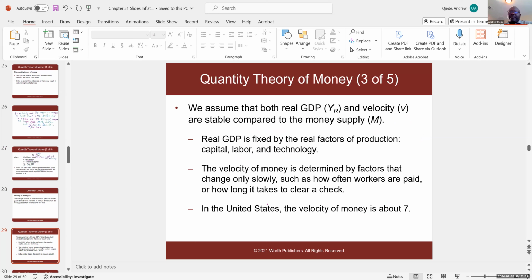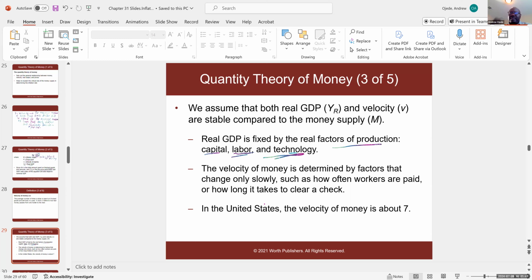So we're going to assume that both real GDP and velocity are stable. They're constant compared to the money supply and prices. Real GDP is fixed by real factors of production: capital, labor, and technology. That's what you're assuming. If the economy has already maximized its capital, labor, and technology, you can no longer increase output, because that's the best you can do.